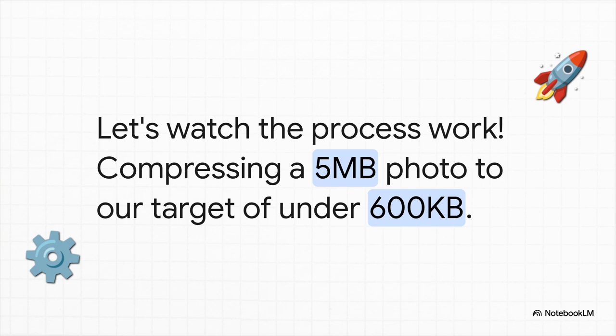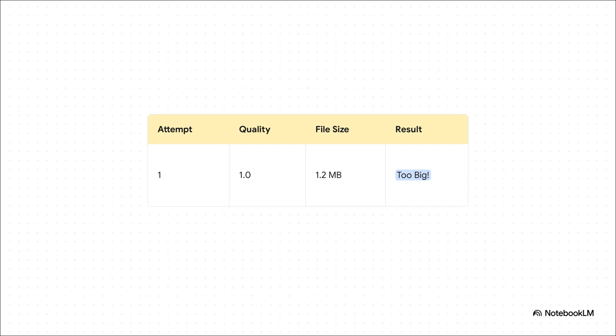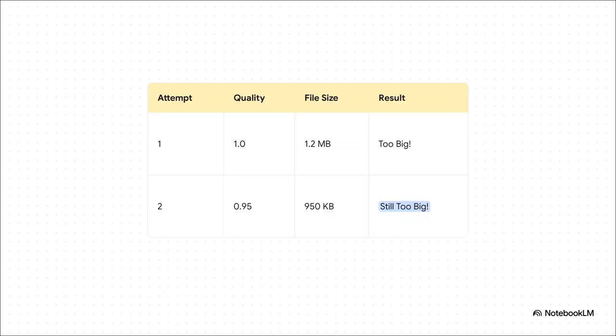Theory is one thing, but let's actually see this thing in action. We're going to take a huge 5 megabyte photo and watch this process work its magic to get it under our 600 kilobyte goal. All right, here we go. Attempt number 1. The system starts at max quality, 1.0. The result? A 1.2 megabyte file. I mean, that's a huge reduction already, but it's still way over our target, so nope, too big. On to attempt 2. The quality gets nudged down just a little to 0.95. Okay, now the file size is 950 kilobytes. We're definitely getting closer, but we're not there yet.